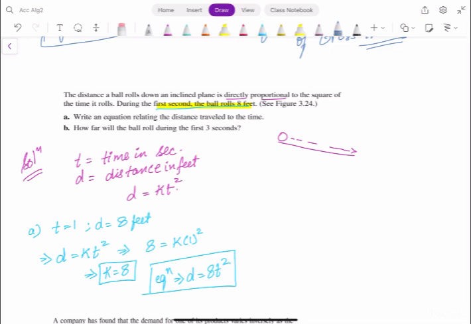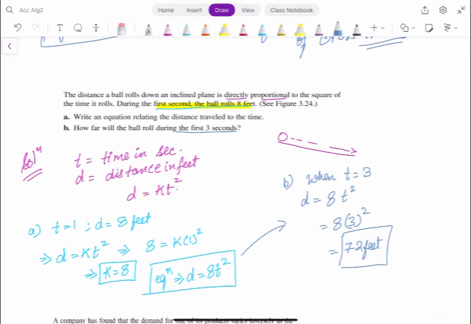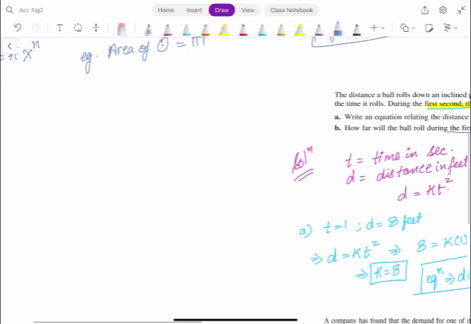Let's talk about question B. It says what will happen after the first 3 seconds. That means we are taking t = 3. We already got the equation in A. So let's plug the value of t as 3 and we will get our lovely answer, which is 72 feet, right? So we are looking for keywords. In word problems, always underline or highlight the keywords so that we know what we are looking for. Directly proportional is our first clue. Square of the time is our second clue, that is, it is for the nth power.